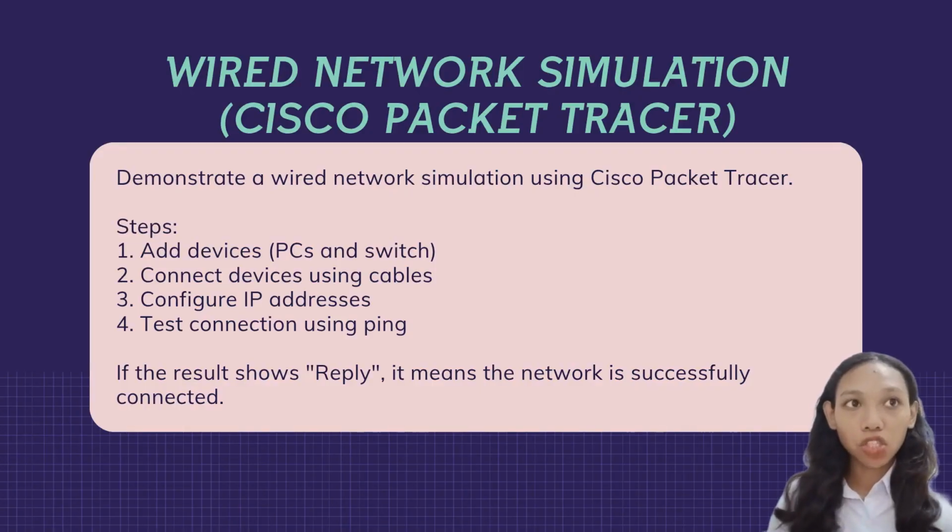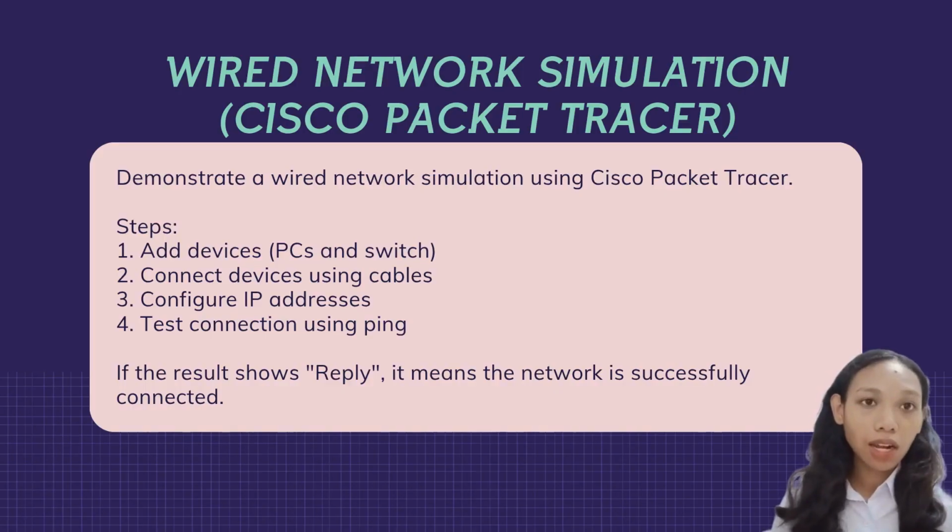However, if the results show request timeout or destination unreachable, it means there is a problem, such as incorrect IP address, wrong cable connection, or devices not properly configured. Through this simulation, users can better understand not only how to build a network, but also how to troubleshoot common network issues.